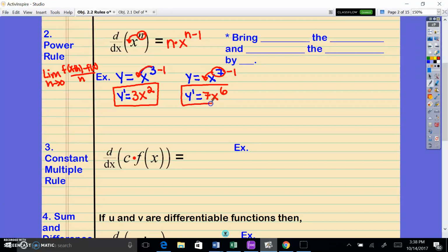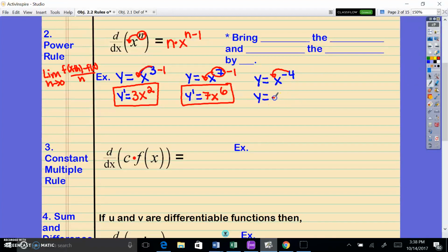So you can see how this rule is going to be a game changer. It's going to change the way we do derivatives, and it's going to make it much easier. Now, does this work when the number is not a whole number? Yes, let's try one that is negative. So let's say y equals x to the negative 4. Okay, well, let's see. The derivative of that would simply be bring down your 4.